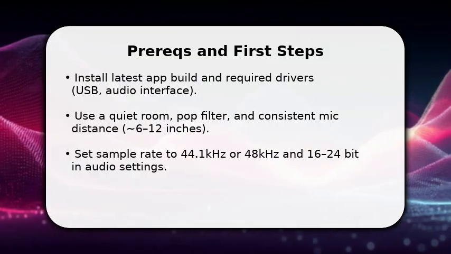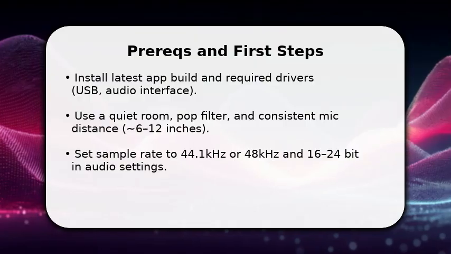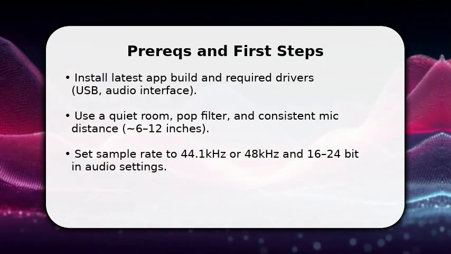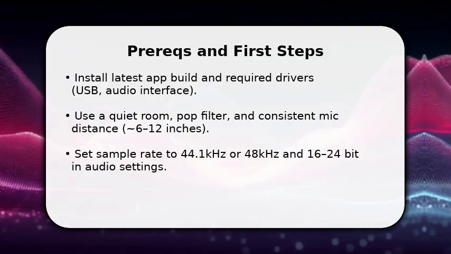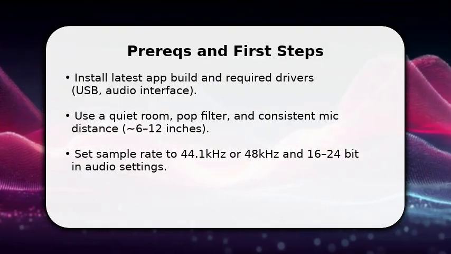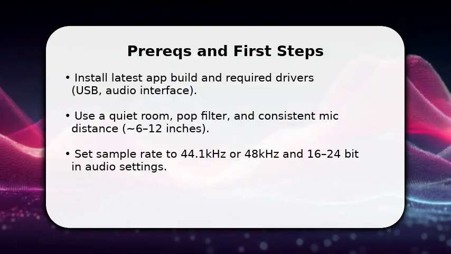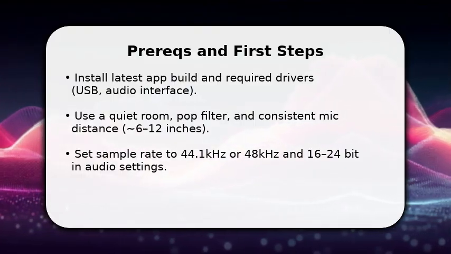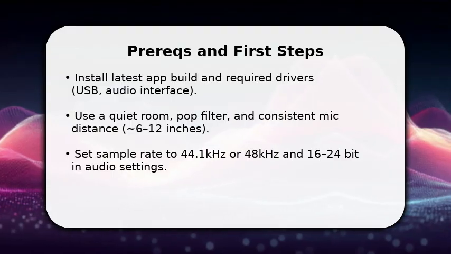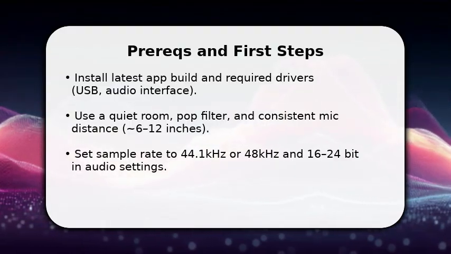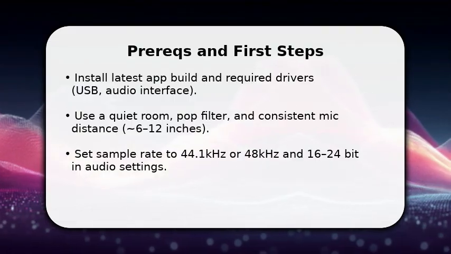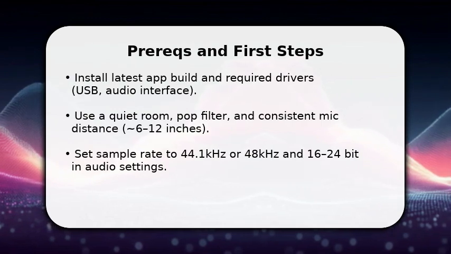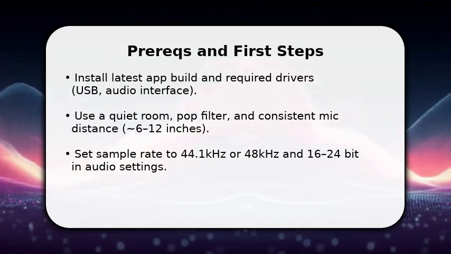You start by confirming prerequisites: a stable mic, drivers, and the app's latest build. Once installed, open audio settings and set sample rate to 44.1 kHz or 48 kHz, and 16 or 24-bit for best fidelity. Make sure you're in a quiet room and position the mic 6 to 12 inches away. Use a pop filter to reduce plosives. Next, route your input to the app and enable monitoring so you hear changes live. This first setup prevents confusing artifacts later.